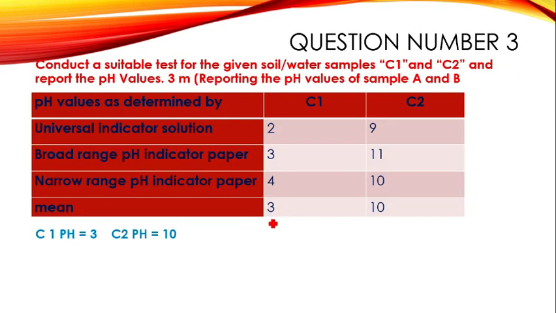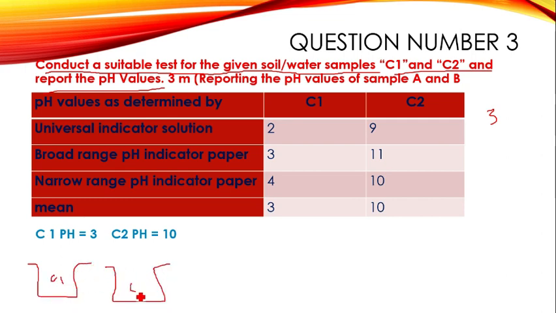Next, question number 3. Question number 3 is identification of pH. It is also common for all students. If you observe here: conduct a suitable test for the given soil water samples C1 and C2 and report the pH values. For these 3 marks, they will give 2 samples, C1 and C2. Then you have to identify the pH of C1 and the pH of C2. pH we can identify by different methods, such as using universal indicator solution.